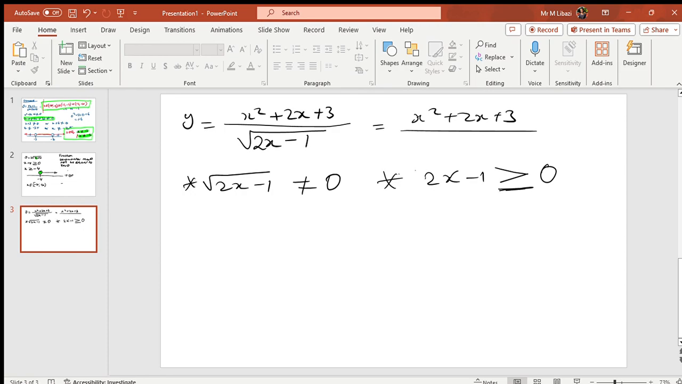But remember again, if we include 0 here, that means we're going to have a square root of 0, which is fine, it gives us 0. But once this 0 comes to the denominator, it becomes undefined. So because of that, we just say here that it should be greater than 0. I don't know if you guys understand.